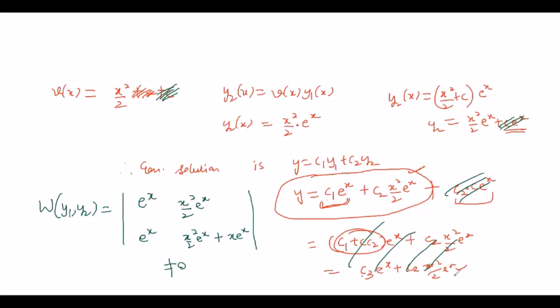Okay. So let me do one more question of the same kind. So you will see the same things again. In this case, the differential equation given to me is y double dash plus y is 0, and one of the solutions given to me is sin x. So I need to find the other solution, and then find the general solution.